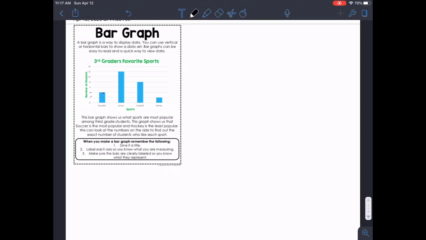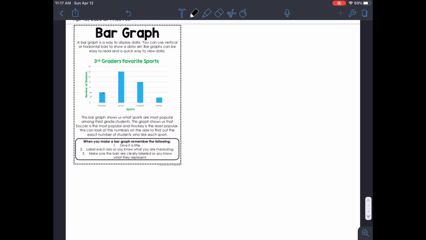Today we're going to talk about creating bar graphs, but before we can even get into that, we have to review what is a bar graph. So a bar graph is just a simple way to display data. This can be data that you've collected from asking people questions, from investigating something outside, searching for something, counting something. There's a lot of different ways to collect that data.